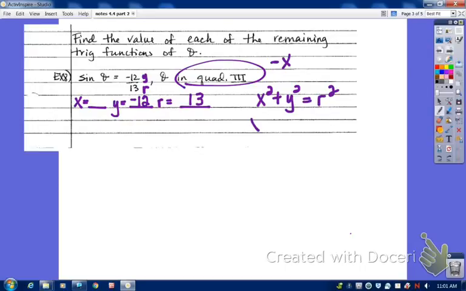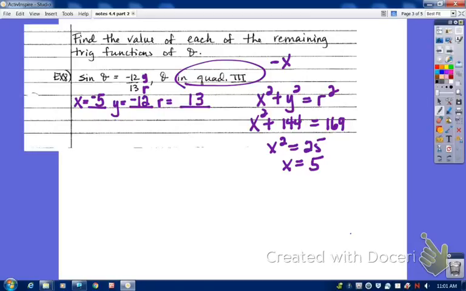So we're solving for x, so we have x squared. Hopefully you can do negative 12 squared in your head. That's 144. R squared is 169. So x squared would equal 169 minus 144, which is 25. X would be equal to 5, but we're in the third quadrant. So that means 5 has to be negative. All right, so bam, we got our x, we got our y, we got our r.